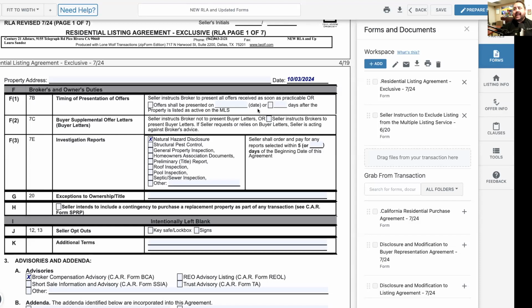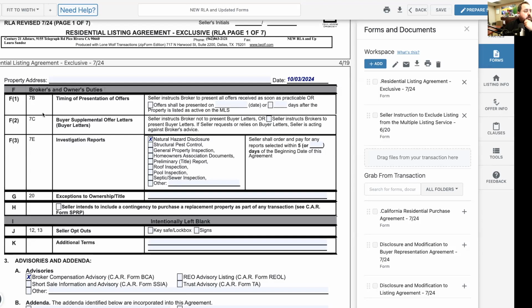I don't like when the agents make that choice on their own. So again, I like that this is put into the listing agreement, because it's now a conversation I have to have with the seller. It brings the seller in, makes them part of the decision, and has them direct you on what they want to do.